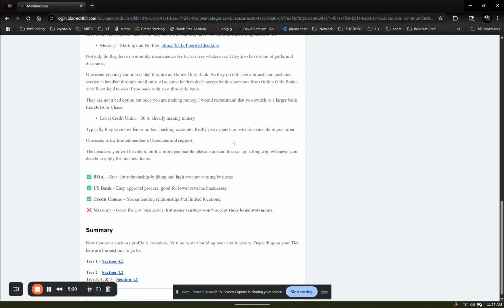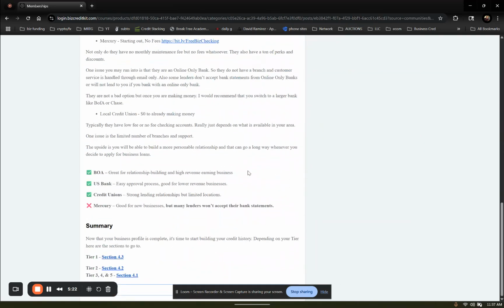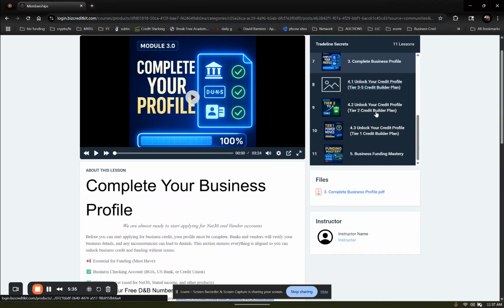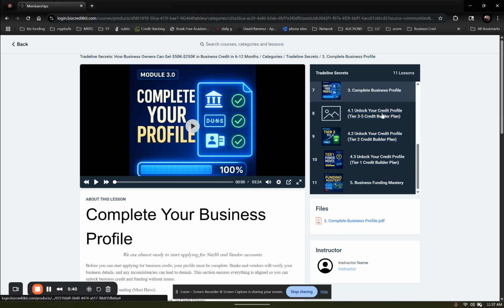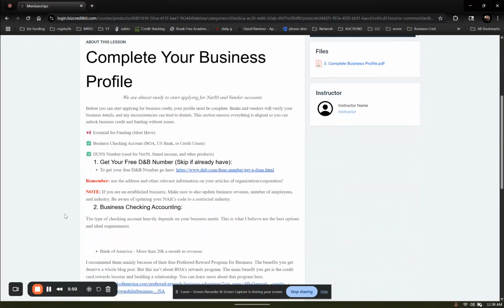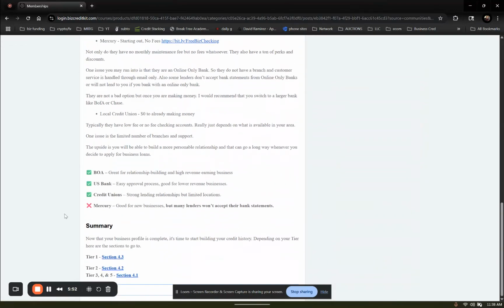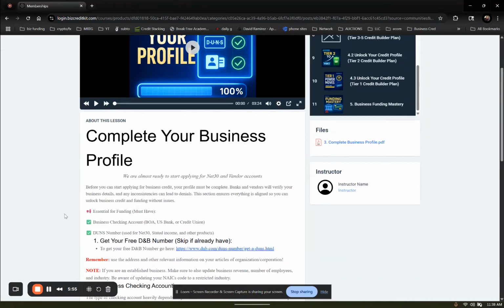Once you have all this set up and you've completed your profile, depending on what tier you're in, you go to these separate sections. Honestly, tier one and tier two clients don't have to build the credit or the trade line history. They can just immediately go here if they want. I'm going to break all this down for everyone and explain why it's optional, and it'll make sense once we get here as well. So that's pretty much it. It's very simple to complete the profile. You do that, and then you move on to the next section, depending on what tier you're in.